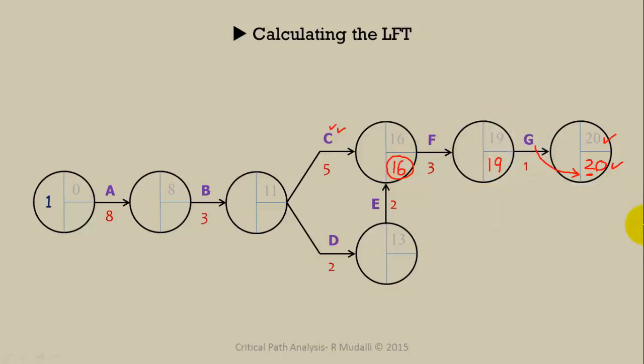Back again now, we need to calculate the LFT of activity E, which is here. So 16 minus 2 equals 14. Now here it might be a bit confusing. 16 minus 5 equals 11. But at the same time, 14 minus 2 equals 12. So which figure are we going to write?